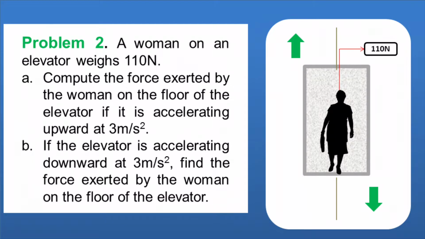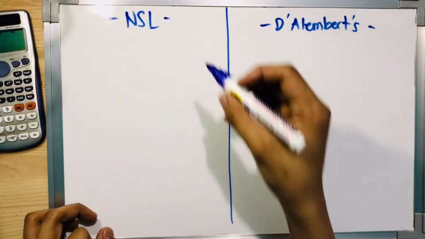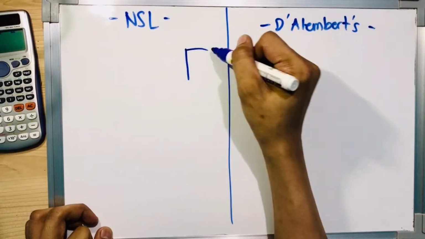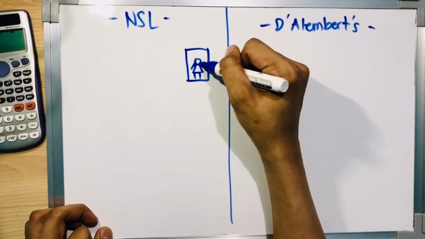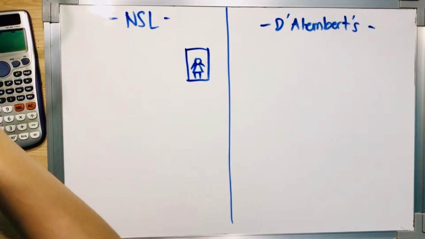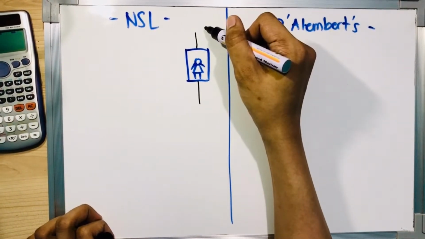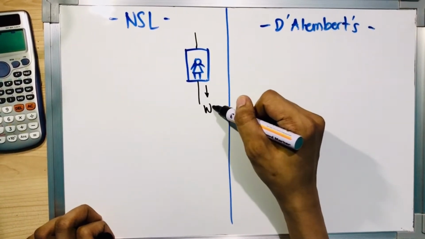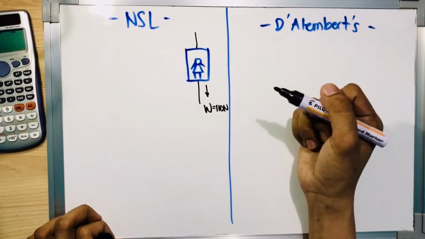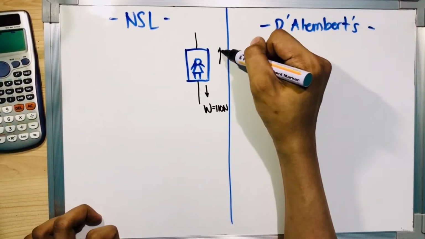So let's begin by drawing the system's free body diagram. So, ganito yan. Ito yung elevator. Siyempre, merong babae na nakatayo. And then, meron siyang tali, siyempre. And we have the downward force, which is the weight, 110 newtons. And yung acceleration is, for letter A, it's going up.